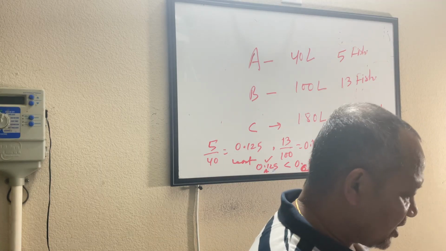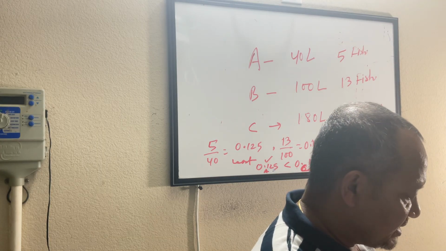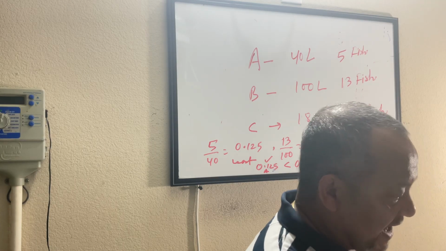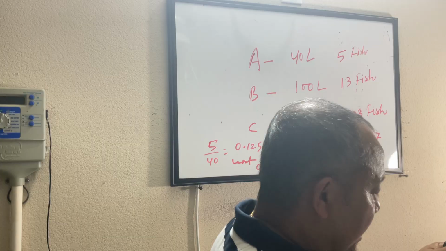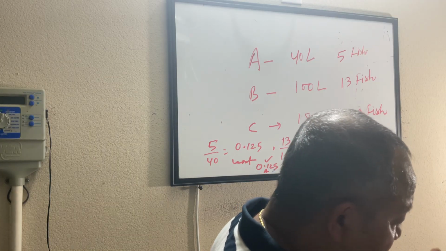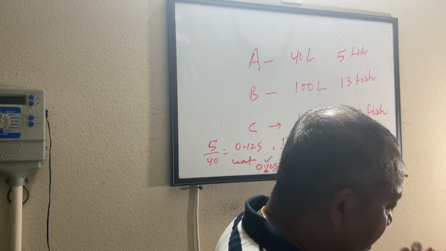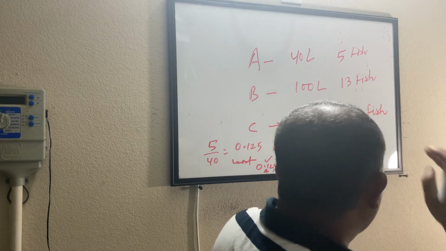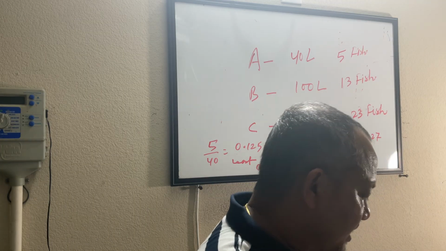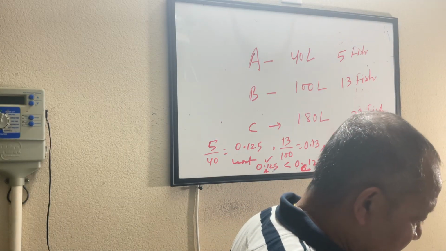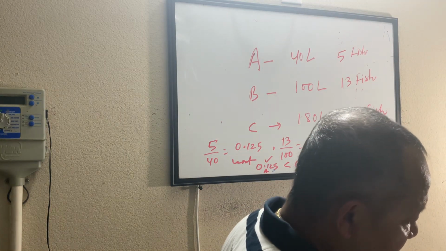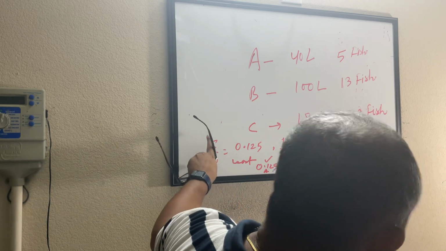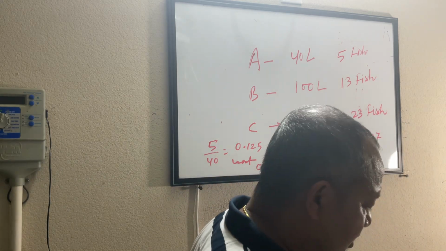Option A says, let me first read the question for you. Madalena tried to order the tanks from least to greatest by volume per fish. Volume per fish, how much volume is needed per fish. But she made a mistake. Here is her work, the 5 over 40 and all that you see here on the board.